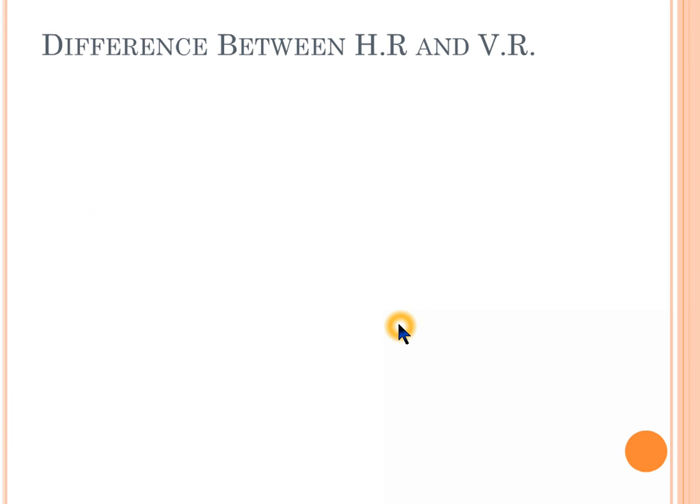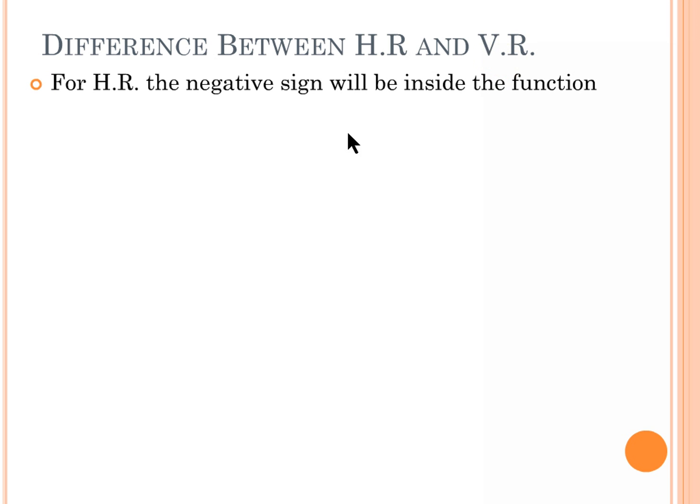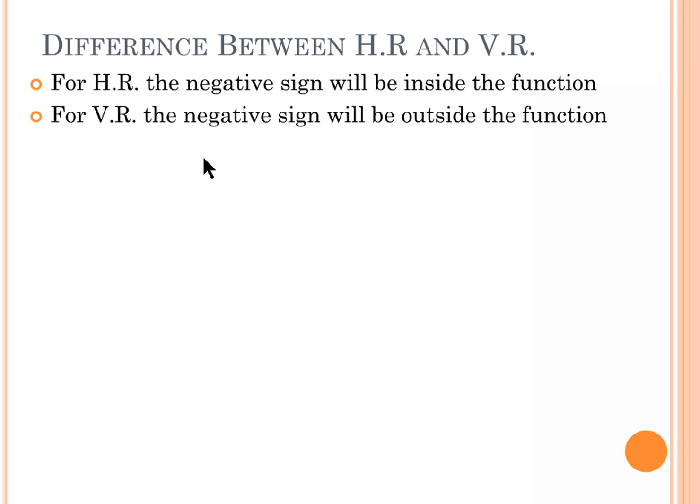All right, so what's the difference between a horizontal reflection and a vertical reflection? Well, for a horizontal reflection, the negative sign will be inside the function. For a vertical reflection, the negative sign will be outside the function.